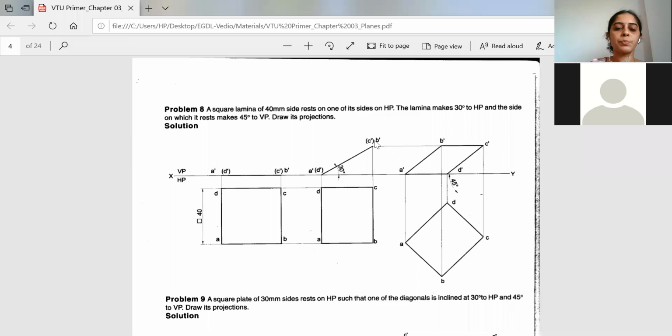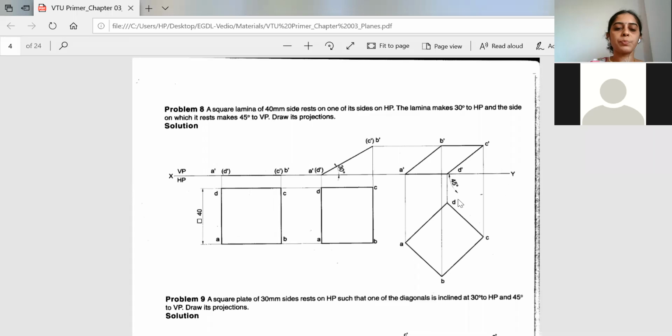So now you can see, since it is inclined, the true shape of the square lamina is now condensed. It will be a little bit smaller. So this is the true shape of the top view and this is the apparent shape. We have completed the second stage. And next what is being told: the side on which it rests makes 45° to VP. So this is the side on which it has been resting, which is the side A and D. So this side has to be now inclined at 45° to VP.